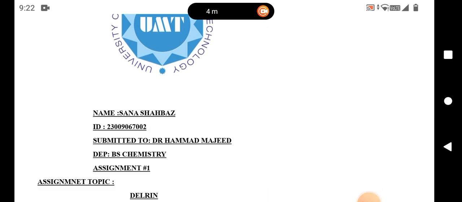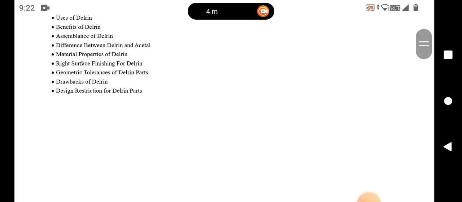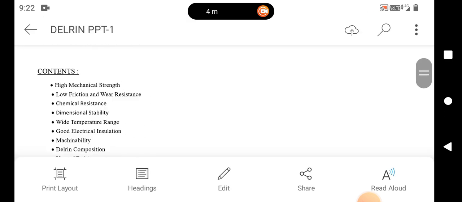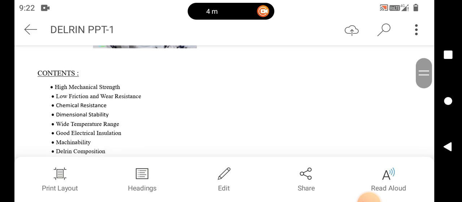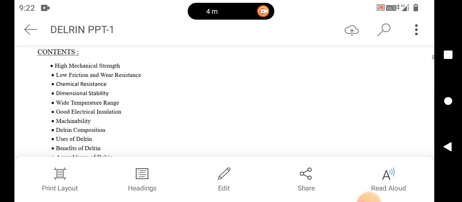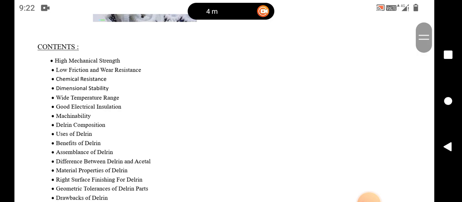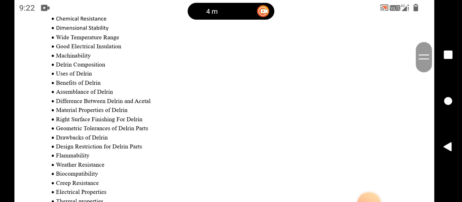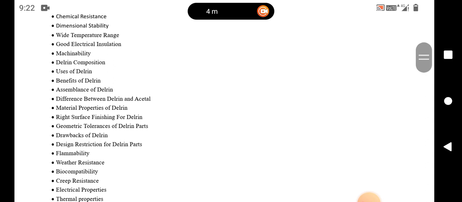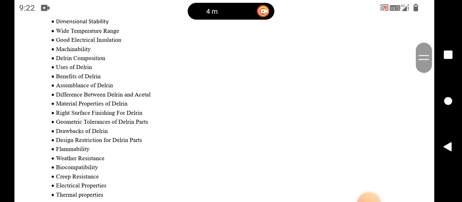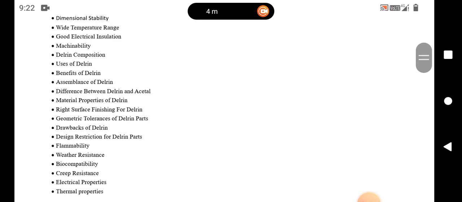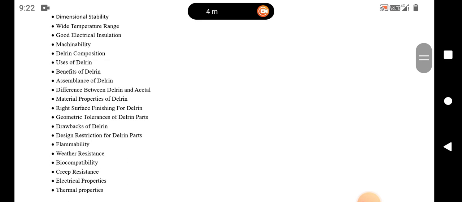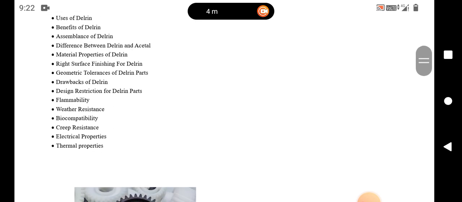Today I am presenting the topic of Delrin. The contents: high mechanical strength, low friction and wear resistance, chemical resistance, dimension stability, wide temperature range, good electrical insulation, machinability, uses of Delrin, benefits of Delrin, differentiating between Delrin and acetyl, high surface finishing for Delrin, and drawbacks of Delrin: flammability, weather resistance, creep resistance, thermal property and electrical property.